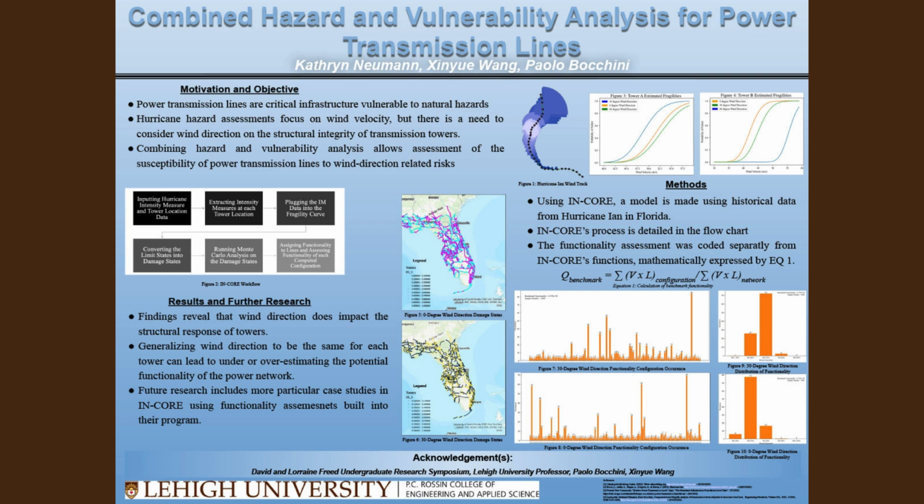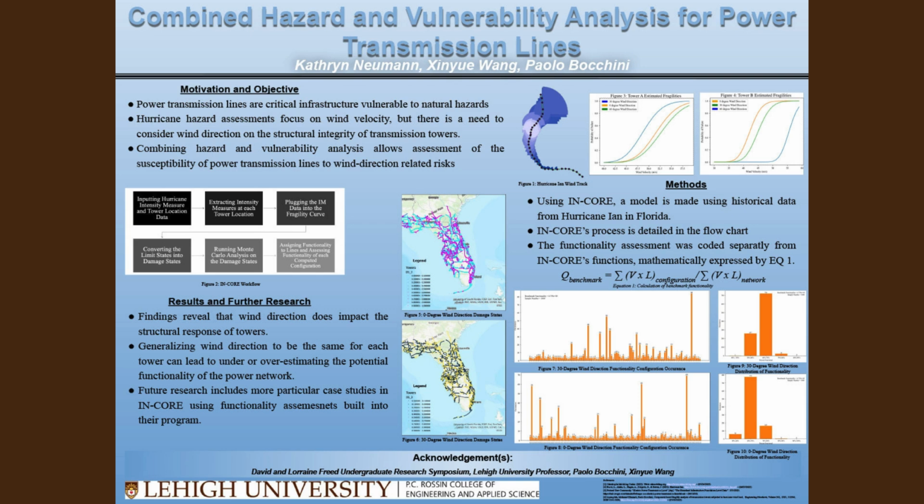Hurricanes are often characterized by wind speed as their intensity measure, and several other dimensions of wind speed are important to different failure modes of towers. These include gust wind speeds and sustained wind speeds at different time intervals. But this study investigates the crucial role that wind direction also plays in determining the structural integrity of transmission towers on a regional scale. Using a regional analysis and catastrophe modeling tool called INCOR and historical data from Hurricane Ian, I analyzed the impact of wind direction on transmission towers.